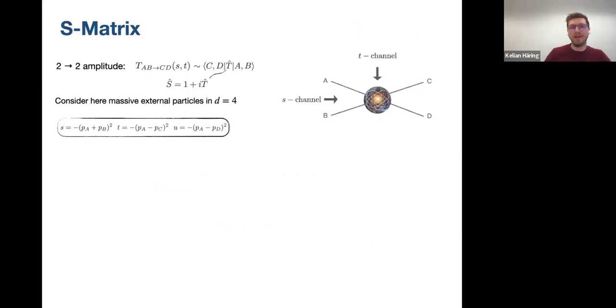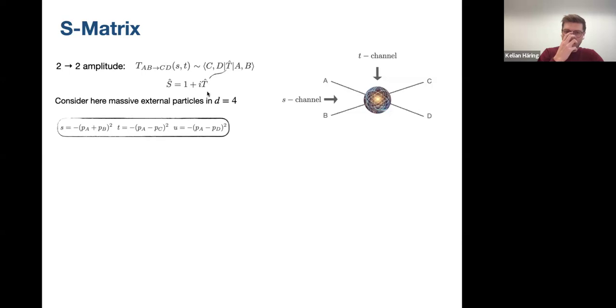So what is the S matrix in a bit more detail? Here we will look at the 2-to-2 scattering amplitude. We have particles A and B going to C and D, and this is denoted as the S channel. The scattering amplitude is a function of two variables, S, the total center of mass energy, and T, which is the momentum transfer, or equivalently, the scattering angle. There are these three famous Mandelstam variables, S, T, and U, and they're related: S plus T plus U equals 4 times the mass squared of the particles.